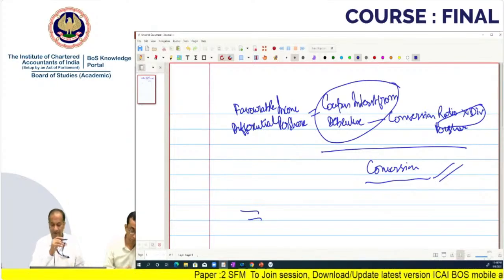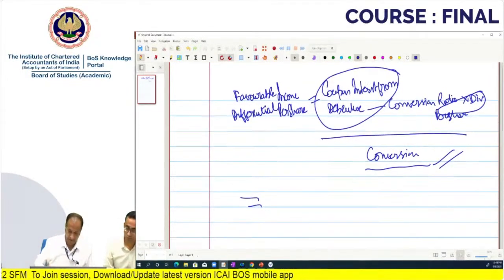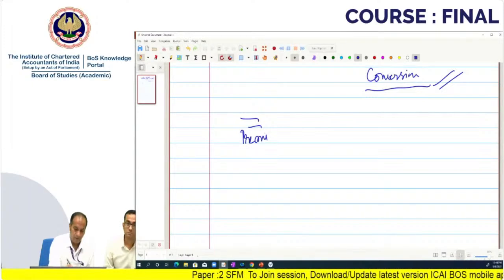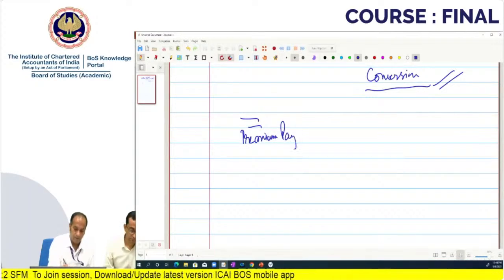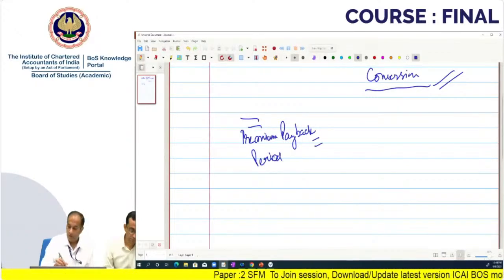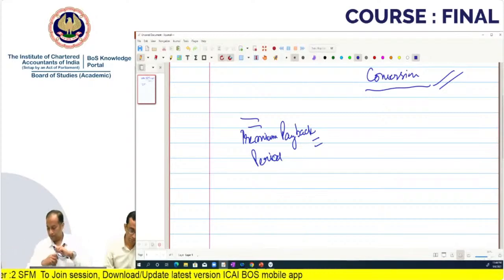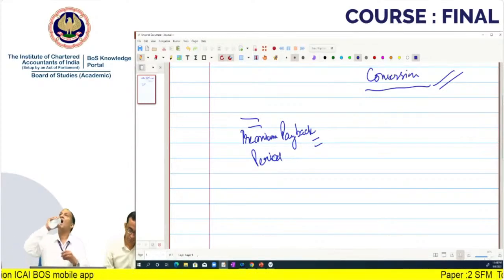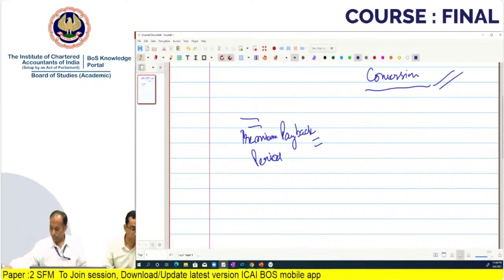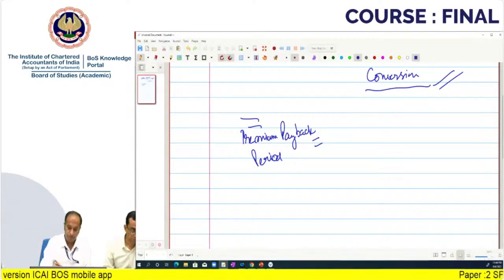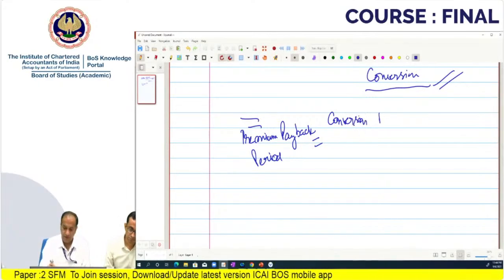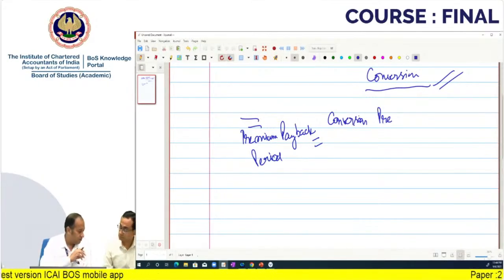Now next is premium payback period. Conversion premium per share.